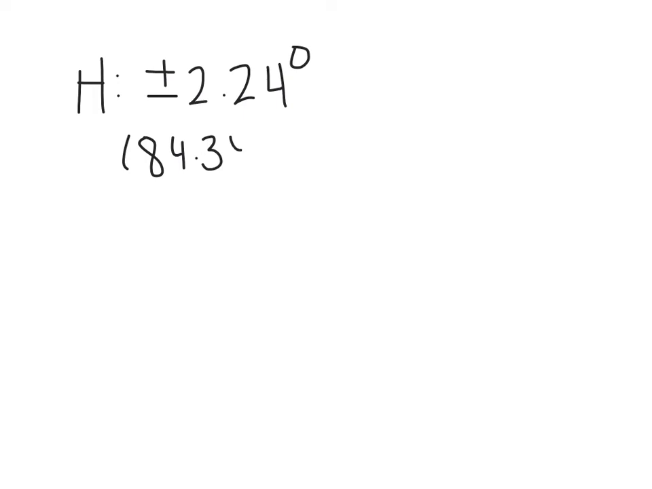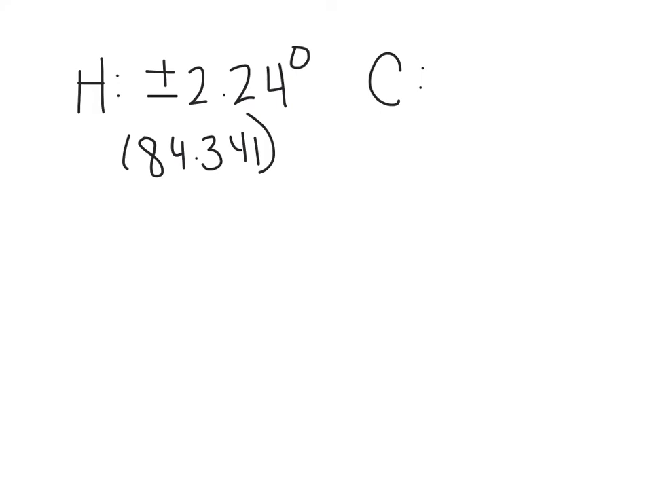Well, Honolulu, poor Honolulu, their temperature never changes. They only go up and down plus and minus 2.24 degrees from their 84.341 average. So Honolulu, on any given day, would be from 86, 87 degrees down to like 81 or 82 degrees. Really not that big of a difference.